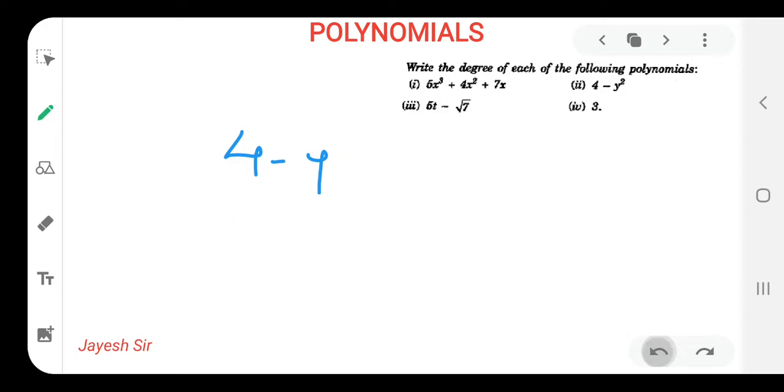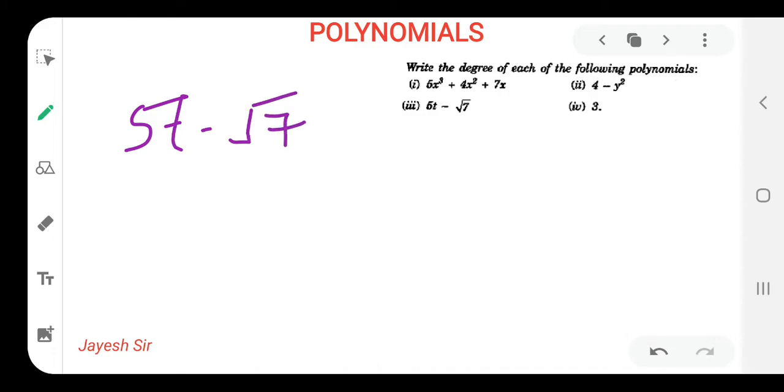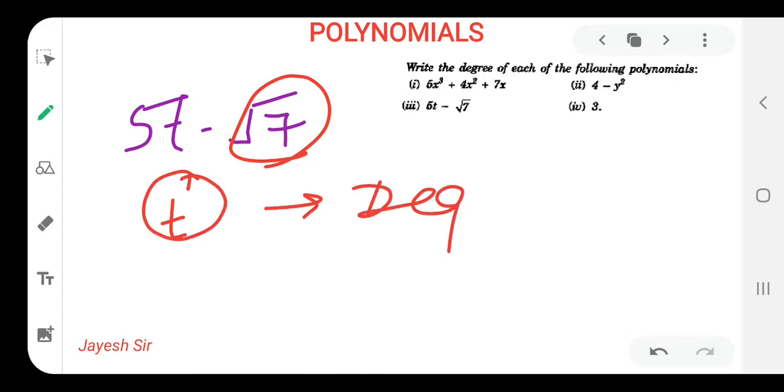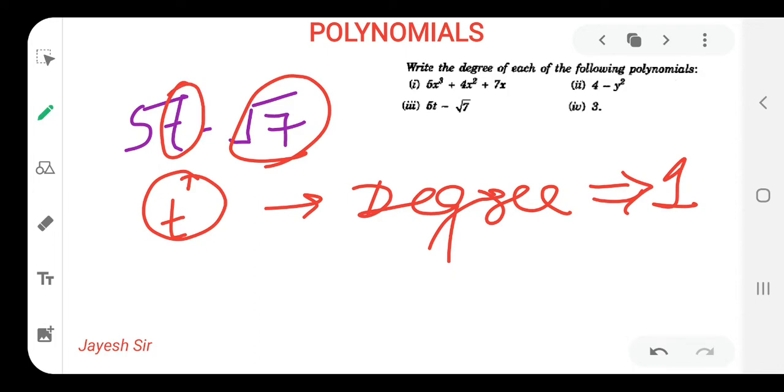Let's move to the third sum, that is 5t minus root 7. Here root 7 does not have any variable. That means it might have t raised to 0, because t raised to 0 we know is 1, and t is not having any power. That means t has power 1. So the degree of the polynomial is 1 in this case. Degree is equal to 1 because for t, if nothing is mentioned in the power, that means 1 is there.